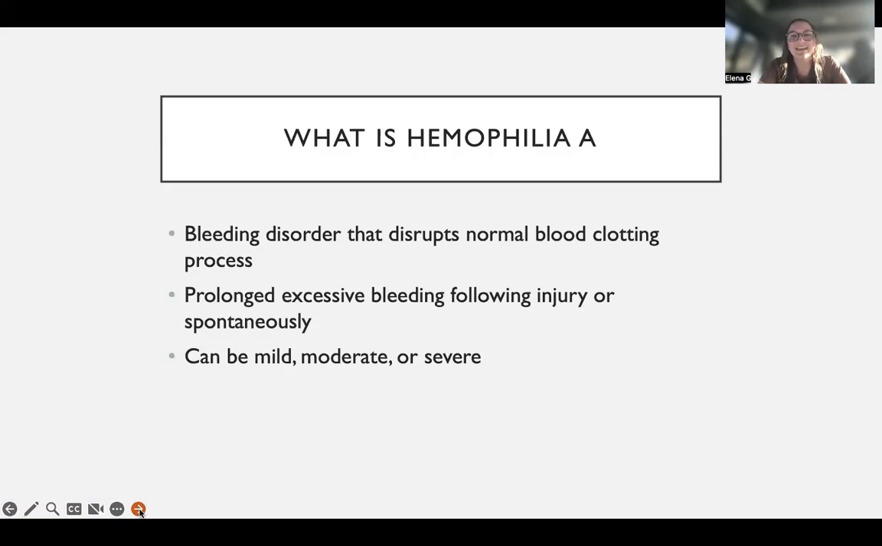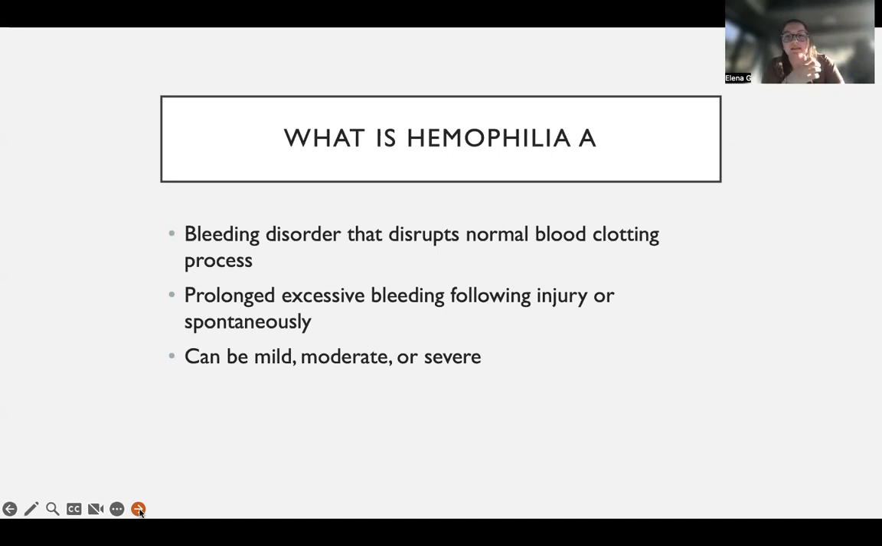So, hemophilia A is a bleeding disorder and it alters the blood's normal coagulation process, meaning that it basically slows down blood clotting. And people affected by hemophilia A experience prolonged, excessive, and continuous bleeding after an injury or surgery or spontaneously in some cases. This disorder can be mild, moderate, or severe.